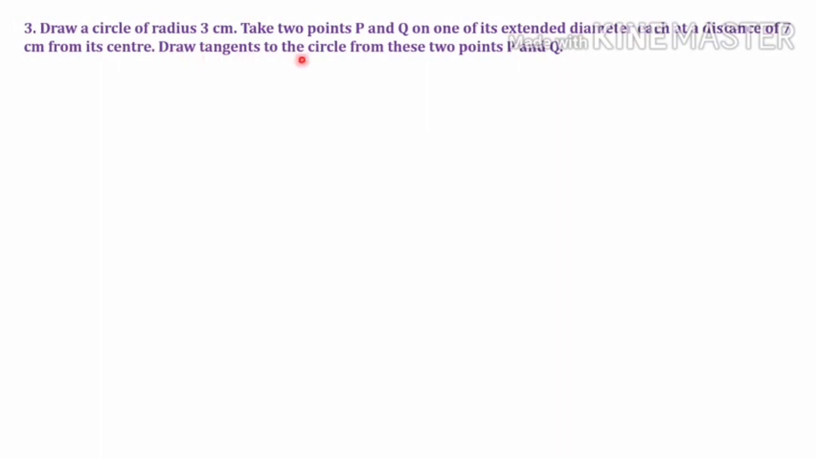Draw tangents to the circle from these 2 points. Now we have 2 points, one is on the left side, another one is on the right side. So P and Q are the points. From these 2 points we have to draw the tangents to the circle. That is what the question.